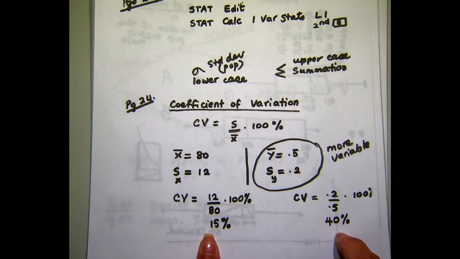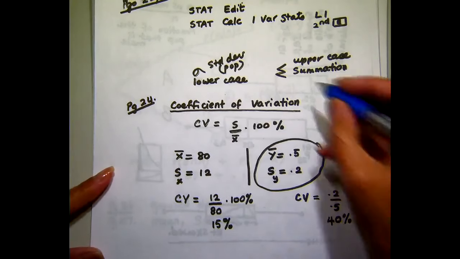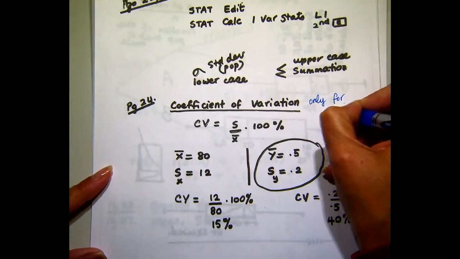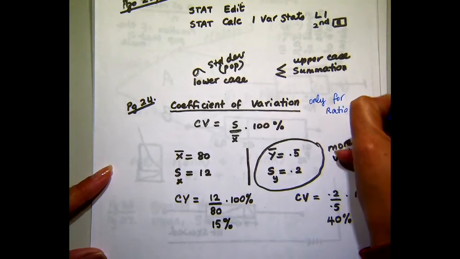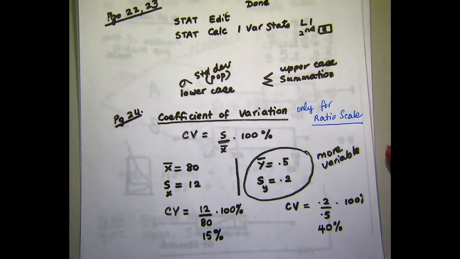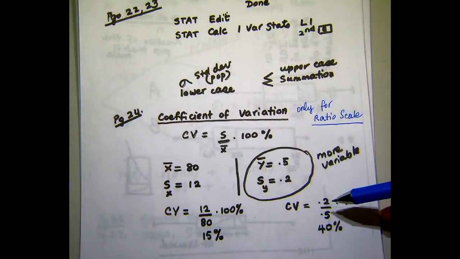It's only good for ratio scale variables. Because if a variable is not ratio scale, it doesn't even make sense to divide S by X bar. Right? If you cannot take ratios, then how can you perform the division? So it's only good for ratio scale. Any questions?